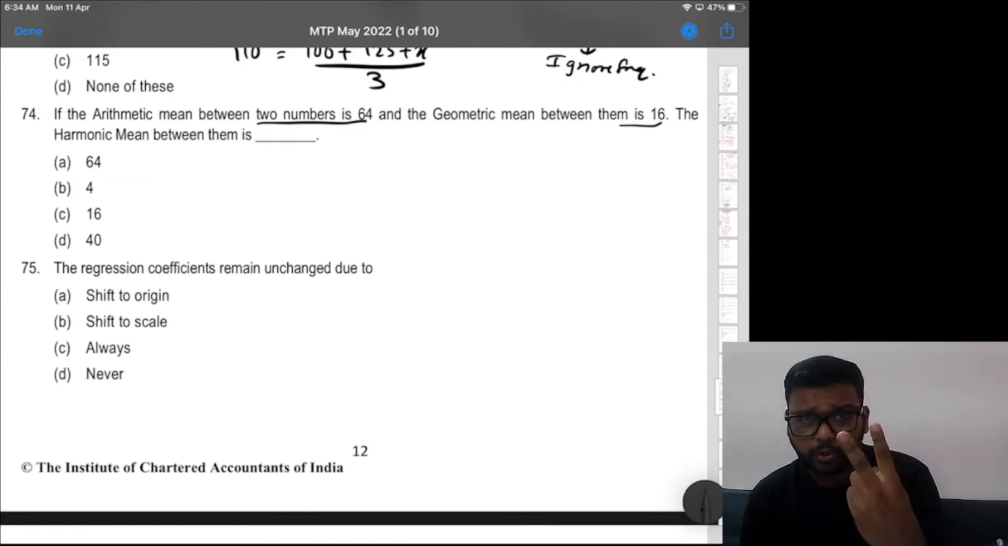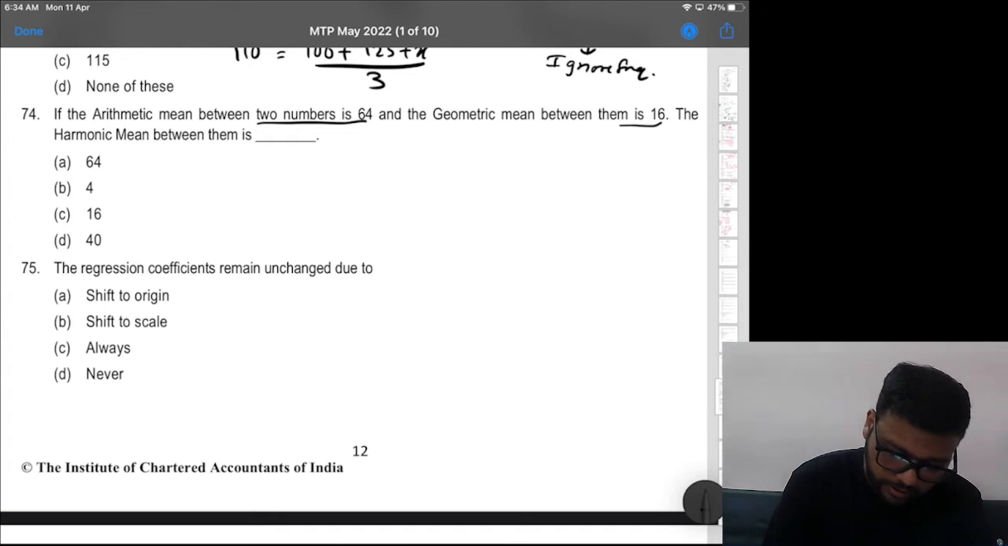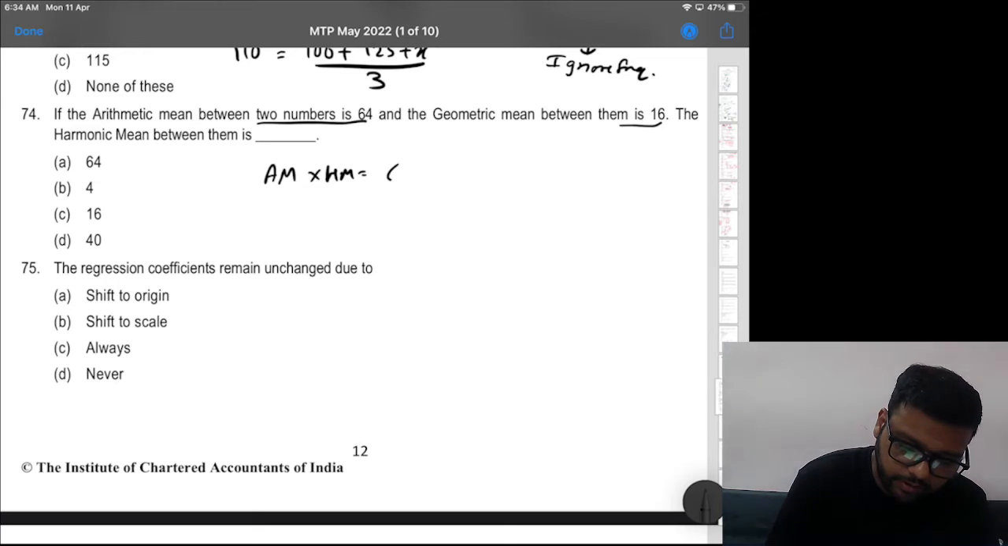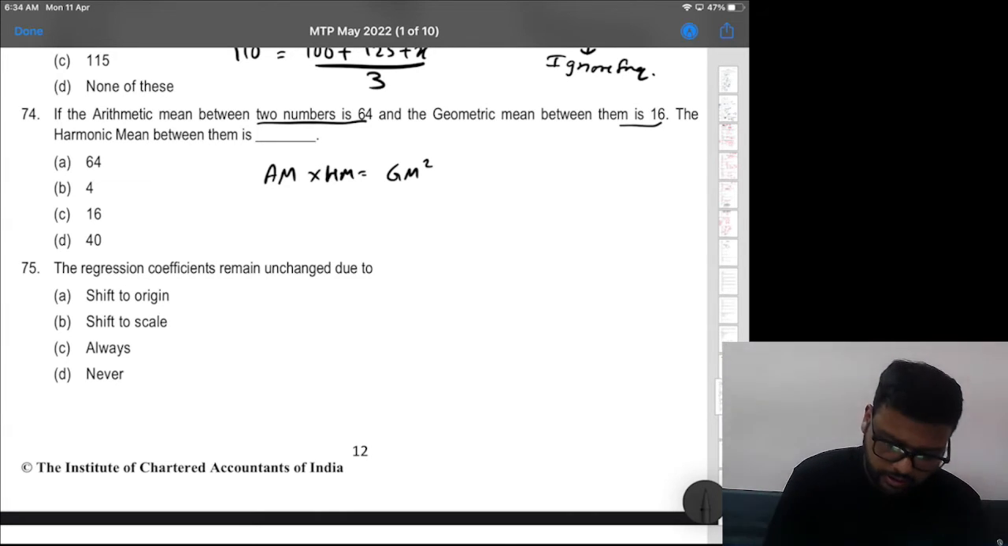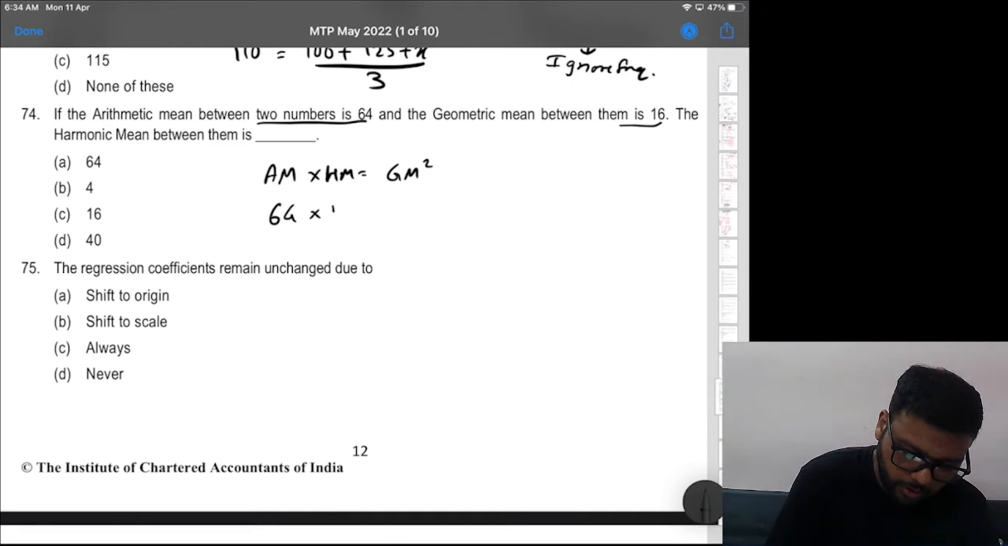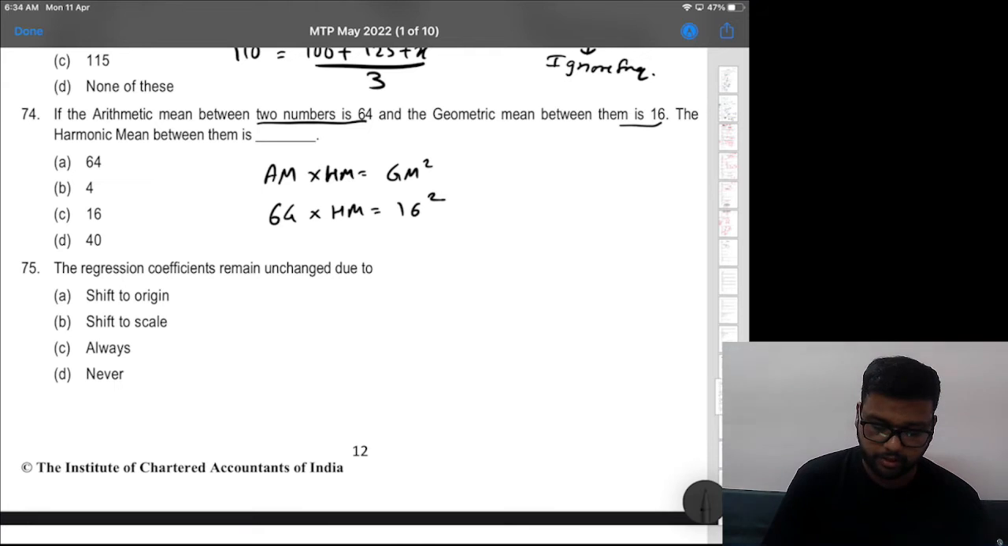We know that this works for two numbers only. Arithmetic mean into harmonic mean is equal to geometric mean square. Okay, they are in continued proportion. So 64 into harmonic mean is equal to 16 square. So 16 square by 64 is 4. So harmonic mean is 4.